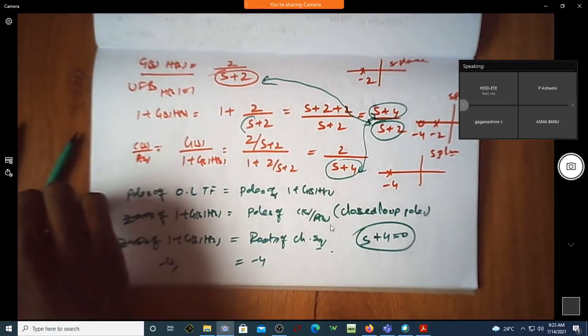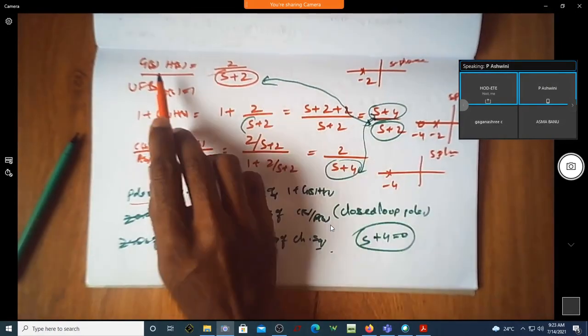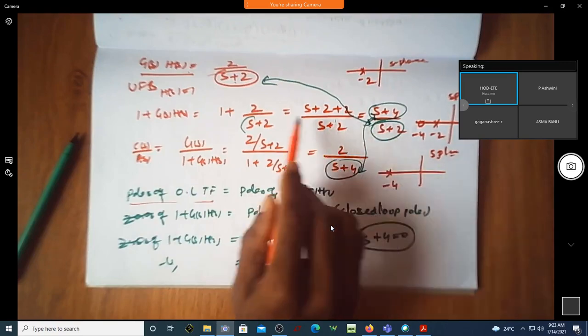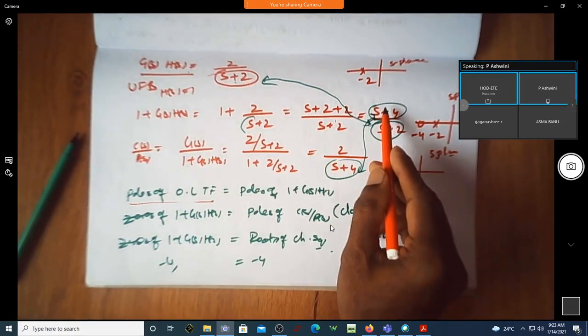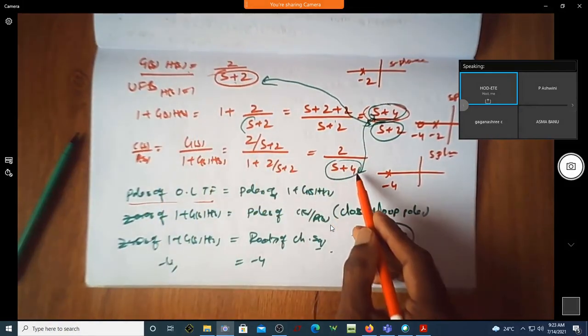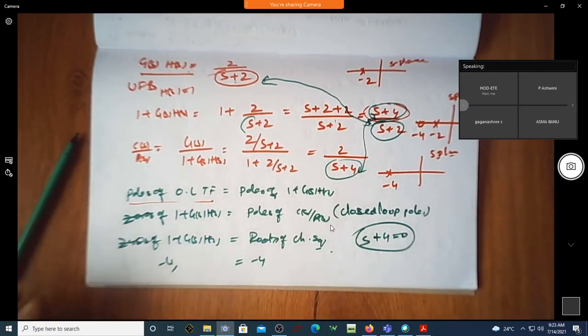So let us again recap. Poles of the open loop transfer function, that is the denominator of G(s)H(s), are nothing but the denominator of 1 plus G(s)H(s). Is that fine? Then zeros of 1 plus G(s)H(s) are nothing but the poles of the closed loop transfer function. Done? Okay. With this idea, we'll go to the next part.